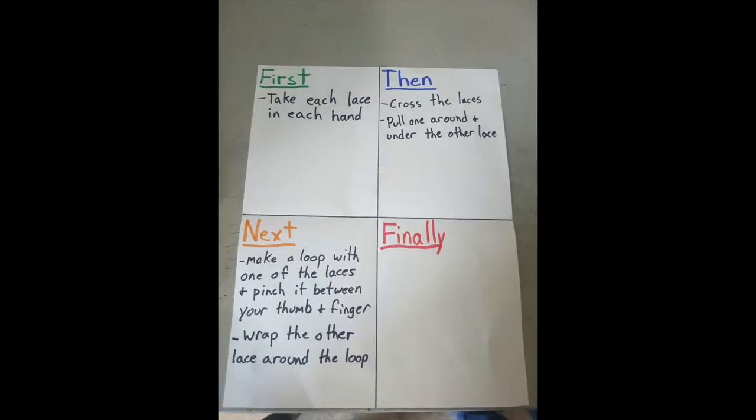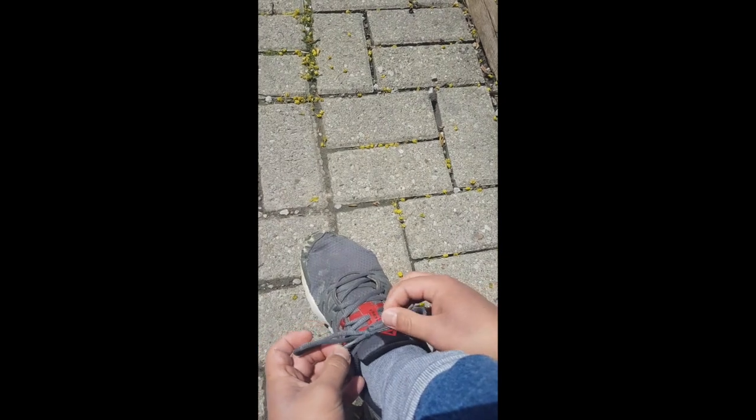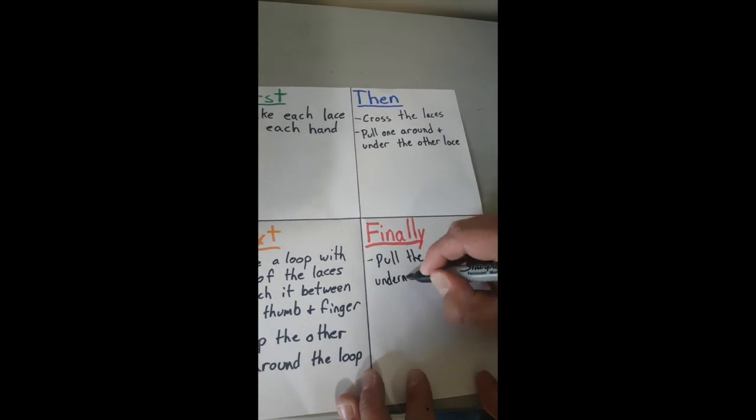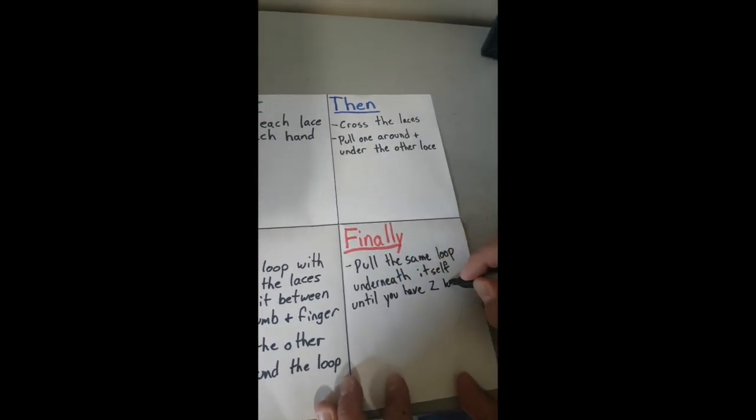Now that I only have one more section to go, we have to think about the very last thing we do, the very last step. And that is to pull that same lace that you wrapped around your loop underneath itself until you have 2 loops. Then pull each loop tightly. You might have to fix it up to make sure it looks pretty. And be sure to write that in your last section.